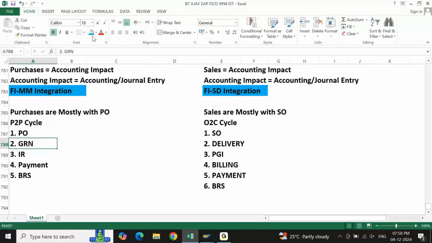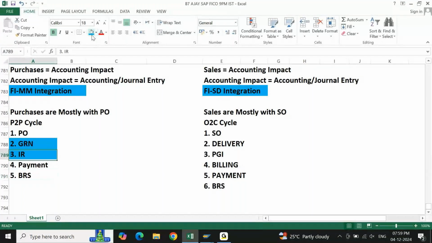Let me mark it. Invoice, any accounting entry? Yes. Payment, has it got anything to do with MM side, or is it pure accounting activity? Pure accounting activity. BRS, anything to do with MM side or pure accounting? Pure accounting activity.